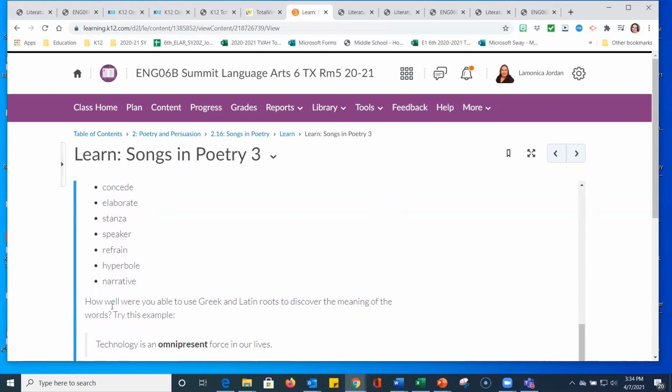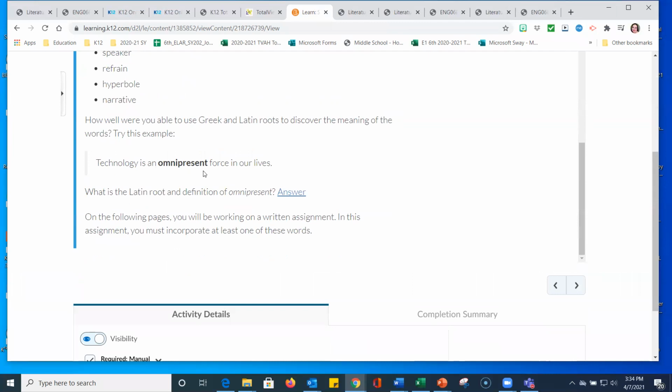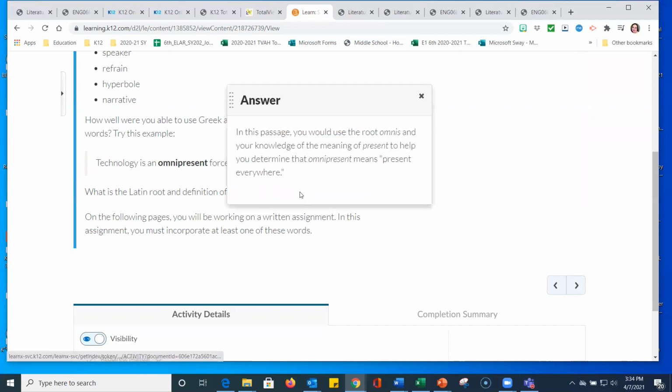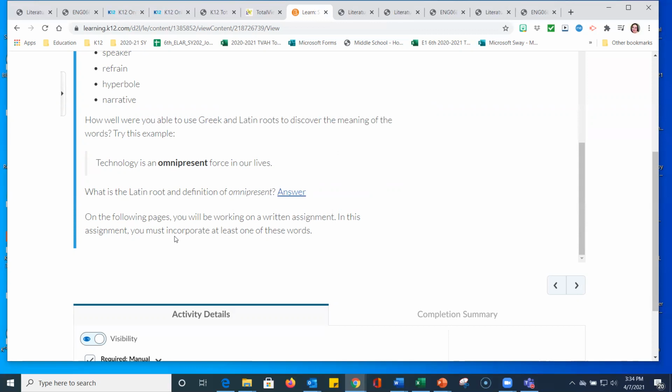Now, how well were you able to use Greek and Latin roots to discover the meaning of the words? Try this example. Technology is an omnipresent force in our lives. What is the Latin root definition of omnipresent? Do you remember? In this passage, you would use the root omni and your knowledge of the meaning of present to help you determine that omnipresent means everywhere. Remember, omni means all, present, so it's everywhere. On the following pages, you'll be working on a written assignment. In this assignment, you must incorporate at least one of these words.